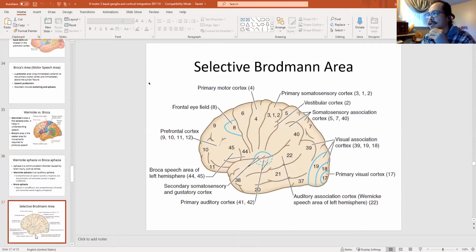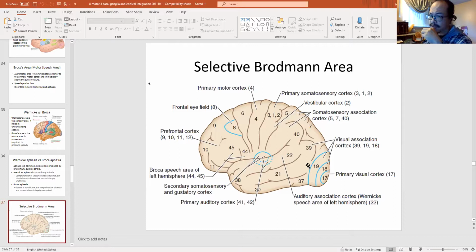Give you a broader view, to review and refresh what we have learned before and apply this to the Brodmann's areas. So I assume you know the Brodmann's areas from your anatomy lectures, right? In the brain there are several regions that we label with numbers. This is called the Brodmann's area.